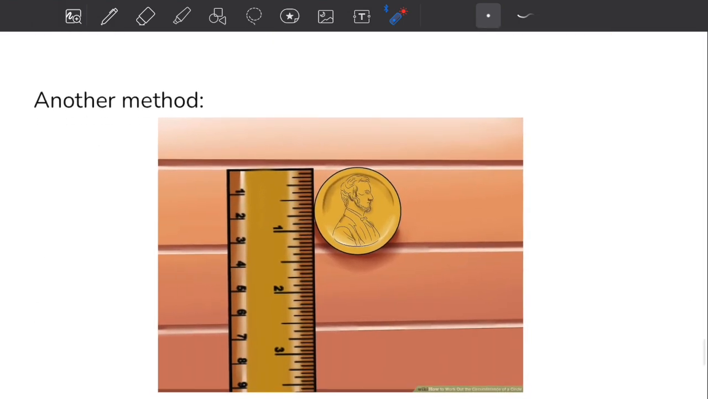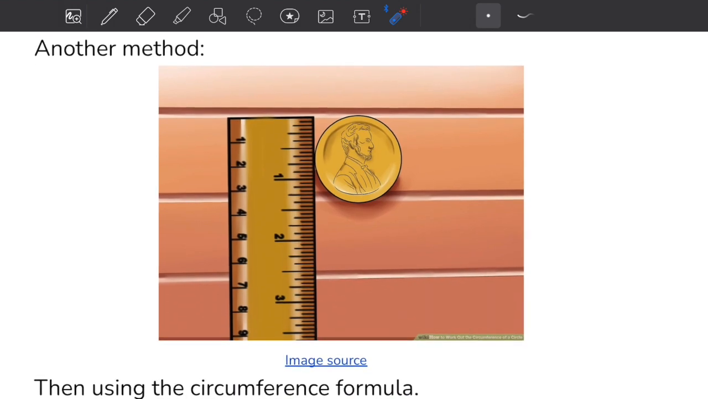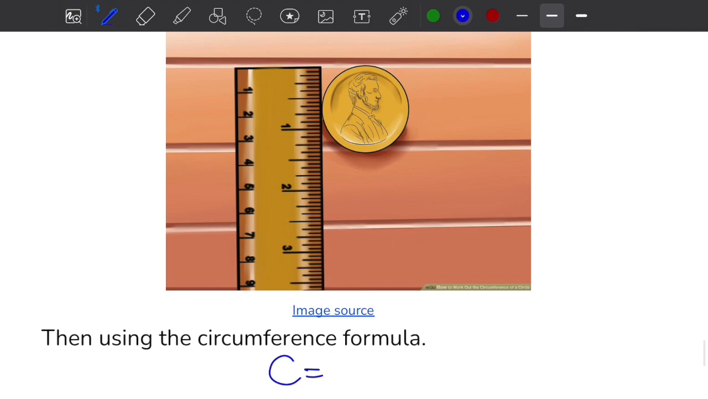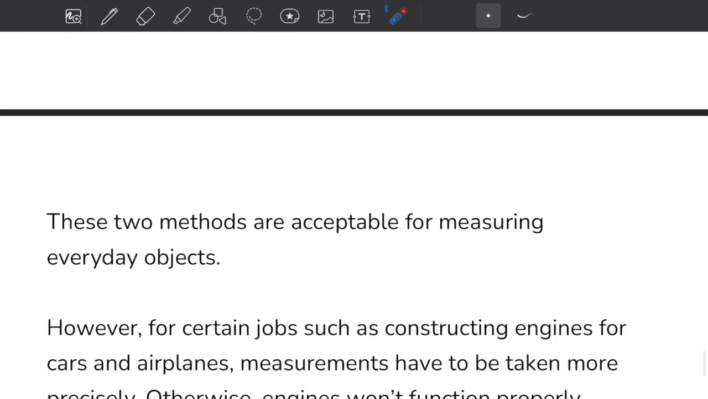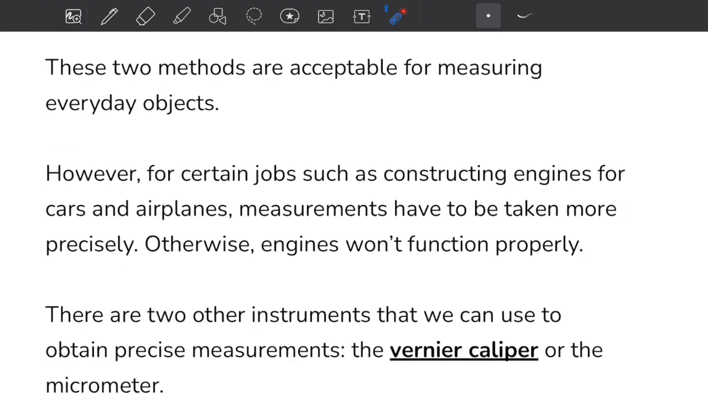Another way to calculate the circumference of an object is to grab a ruler and measure its diameter. So you can put it straight here or on the side, measure the distance from the highest point to the lowest point, and that gives you the diameter. And then you can use the circumference formula to find the circumference. You can just multiply the diameter by pi, and you get the circumference, right? And again, this is more accurate than the method we used before, but it's still not the most precise method, and that's totally fine.